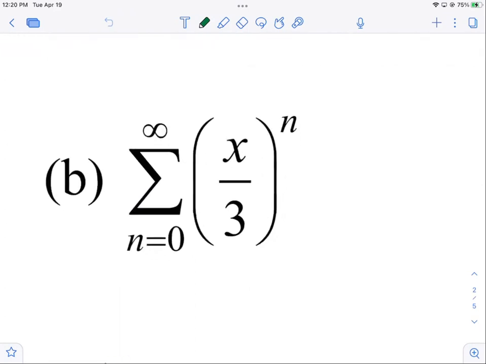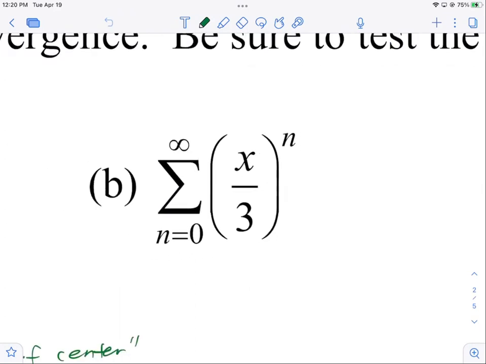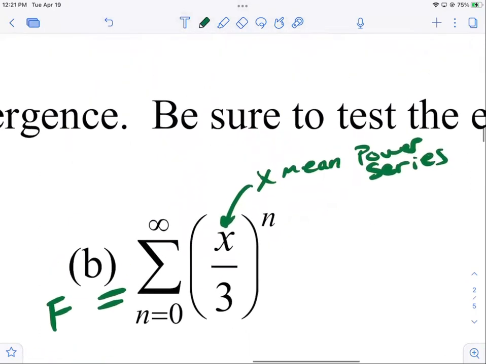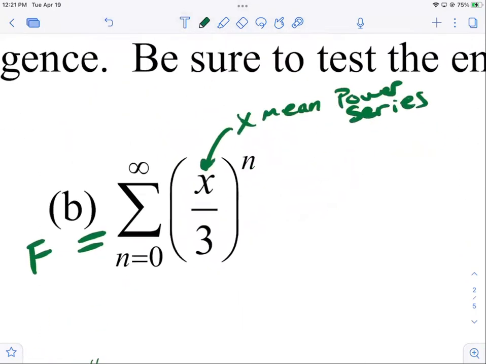Okay. So if we look at this right here, first of all, it's a power series because it has an x, right? X means power series. And I don't know what function this thing represents, but I can call it big F if you want. So if you get in the habit of giving all of your series names, that's a good habit to get into. Now, typically we use the ratio test to find the interval of convergence or the radius of convergence.